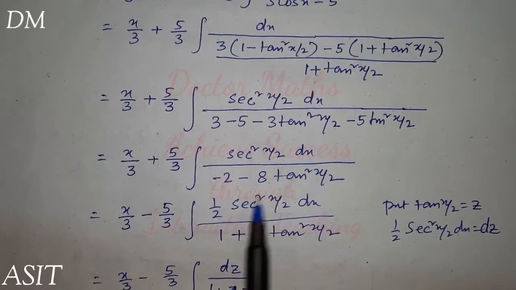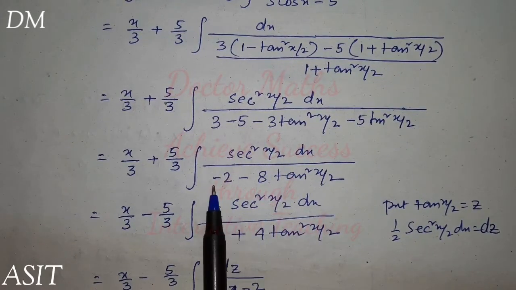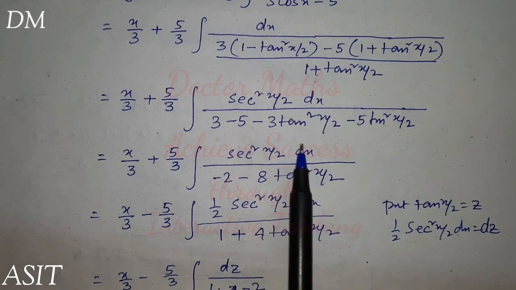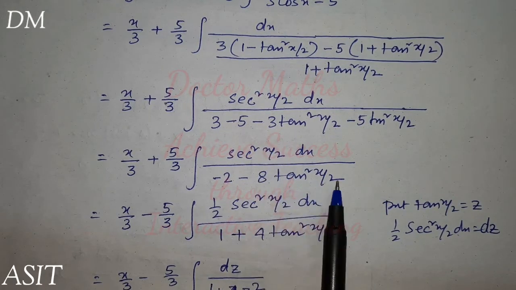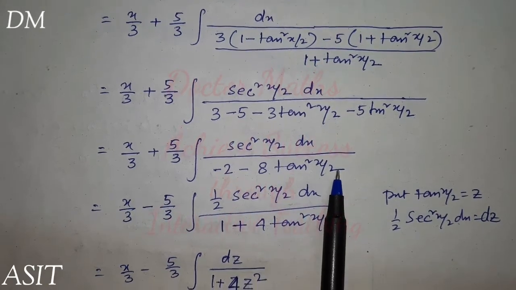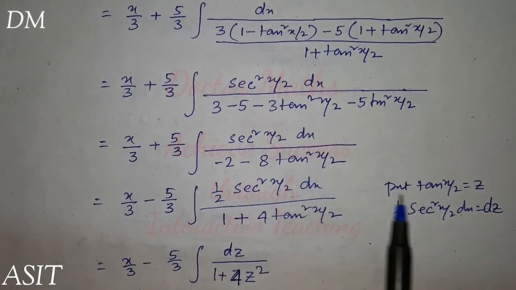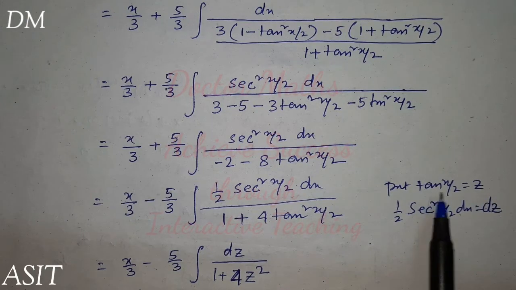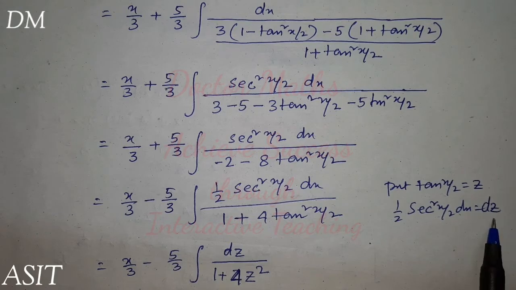So we can write this as minus 2 minus 8 tan square x/2. So again what we will do, we will put tan x/2 as z. We know that if I put tan x/2 as z, it will be 1/2 sec square x/2 dx equals dz.